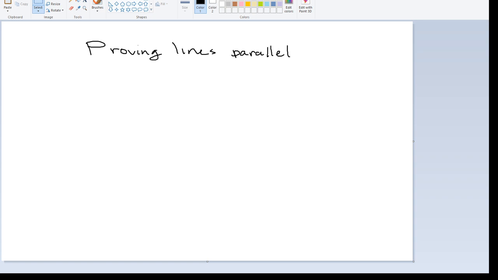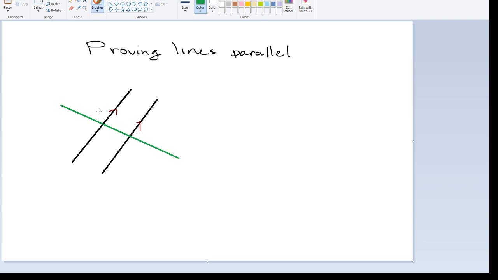Okay, students, in this lesson we are looking at proving lines are parallel. In our prior lesson, we looked at when two lines are parallel. So if two lines are parallel and they are cut by a transversal, then we have 8 unique angles. And all of these angles have a special relationship.